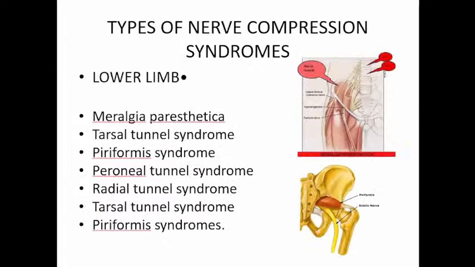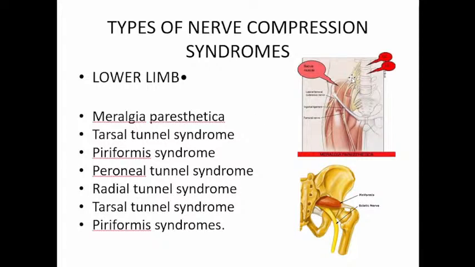Next, we move to the lower limb. These are examples of nerve compression syndromes in the lower limb, and this will form nice MCQs for you, whereby we'll ask you which of the following nerve compression syndromes occur in the upper limb, and we can mix and match.